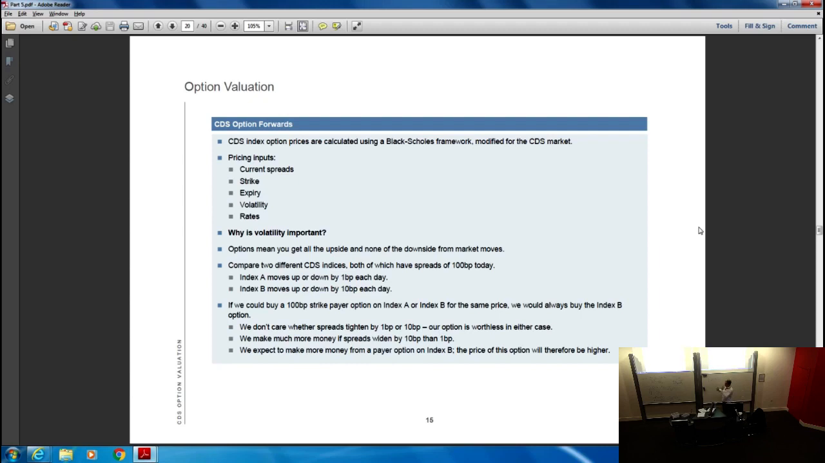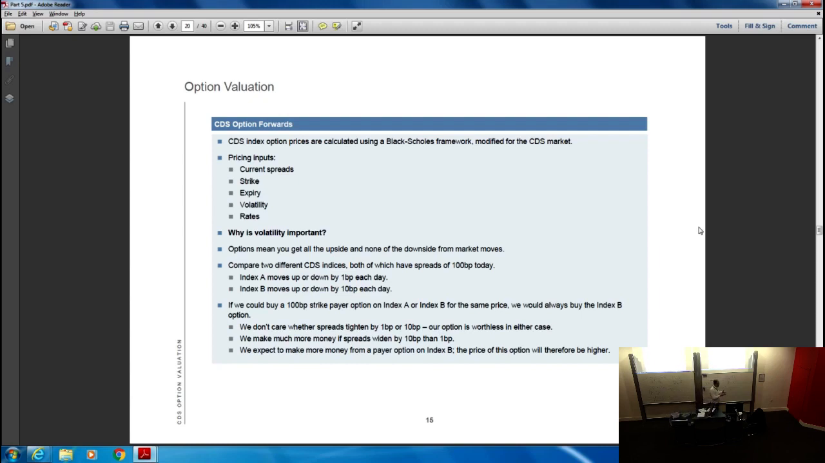A CDS option is kind of like any other option that you've seen. The current spread level is going to be important. The strike of the option is going to matter. The expiry of the option is going to matter. The volatility of the option is going to matter, and the rates that you put in when you're doing your discounting are going to matter as well.